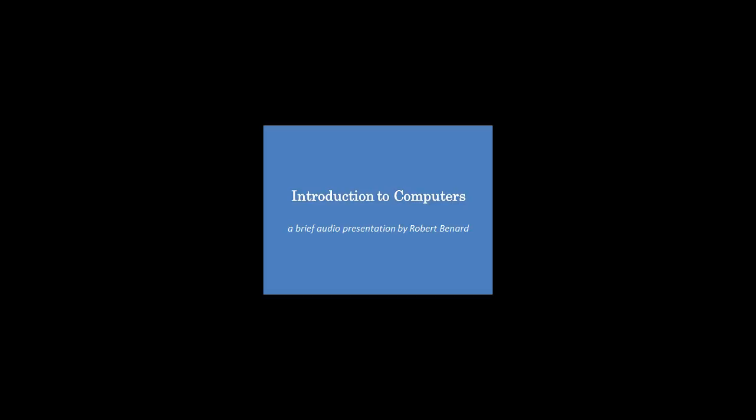The system unit contains the electronic components of the computer used to process data. There is a processor, which is the central processing unit, or CPU, and this is what does the basic instructions that operate the computer, and it can do arithmetic and logic.